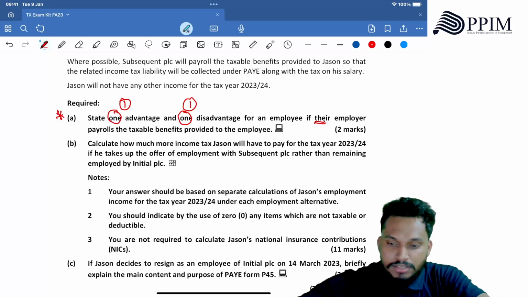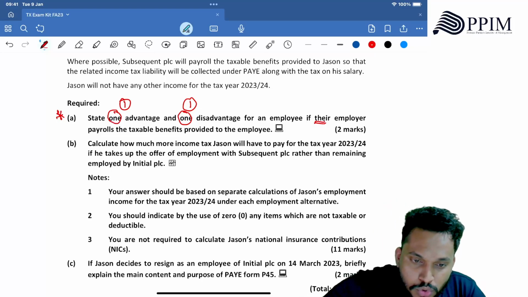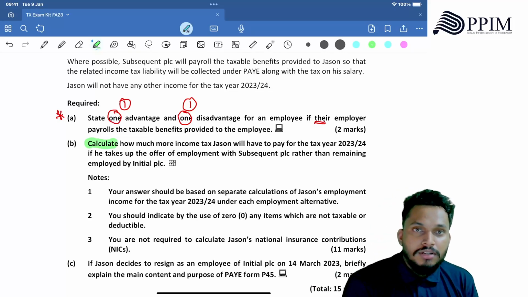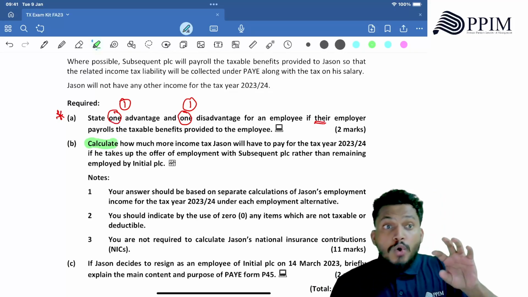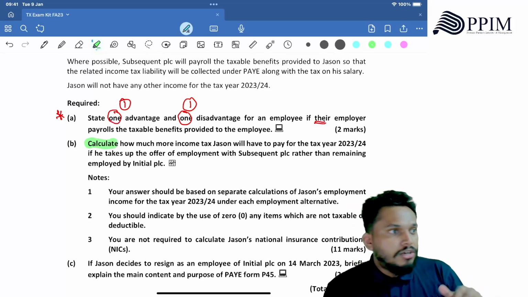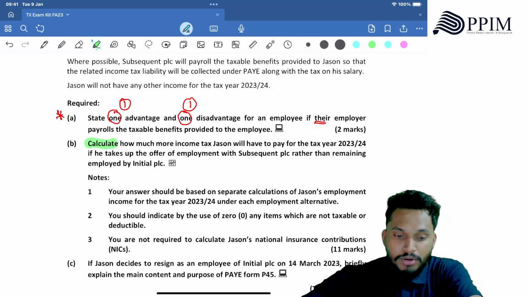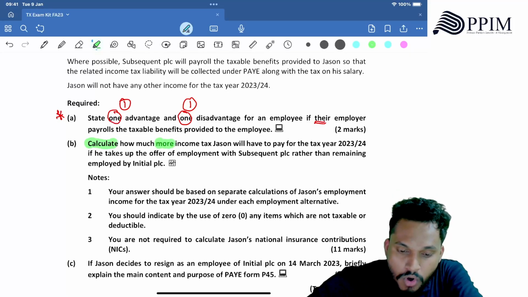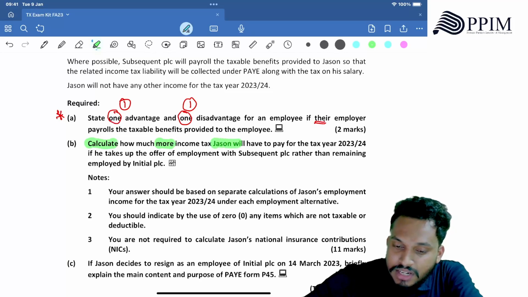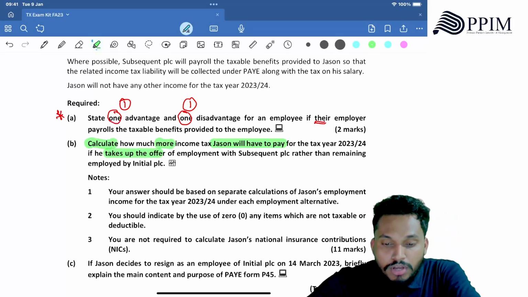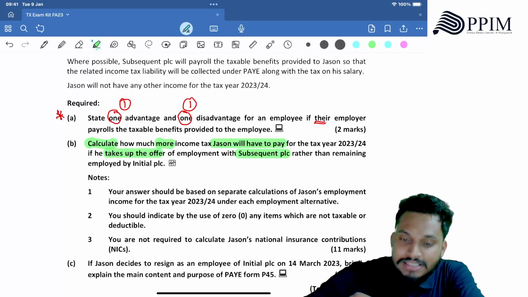Isn't it? Next, here they are asking us to calculate. When they ask you to calculate, can you type answers? Now you need to show numbers. Calculation means you need to do your calculation using numbers. First, you need to understand the verb, what they're asking us. It's very important. How much more income tax will Jason have to pay for the tax year 23-24 if he takes up the offer of employment with Subsequent PLC? Be very careful.